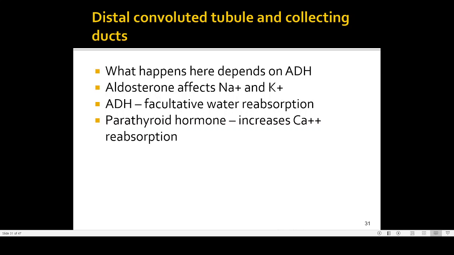And what are the substances which are reabsorbed? Basically calcium ions. And here a hormone called aldosterone is secreted by the body. This aldosterone affects the reabsorption of sodium ions and potassium ions, and also water.